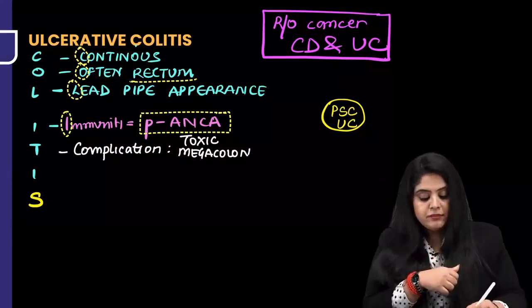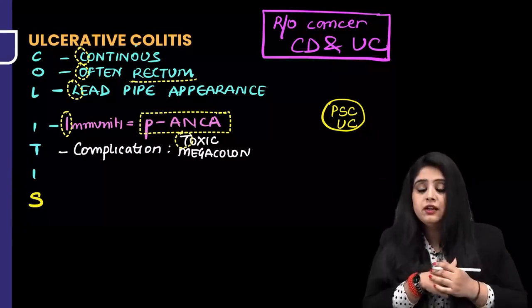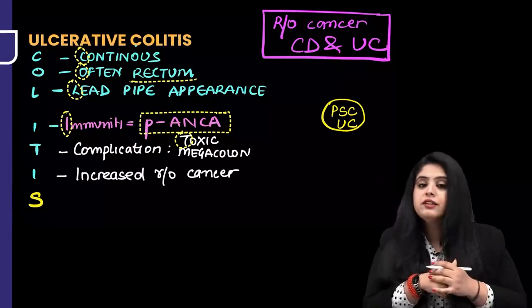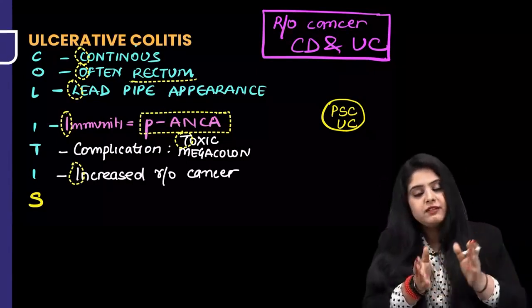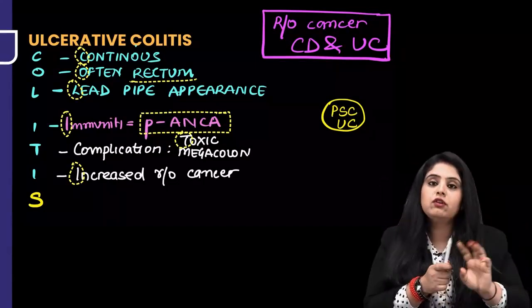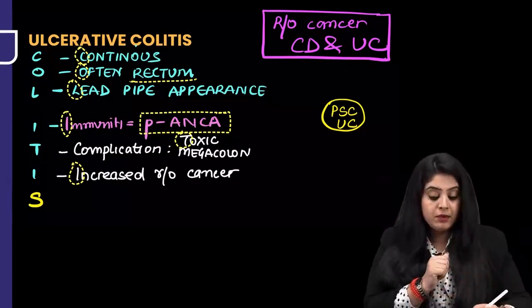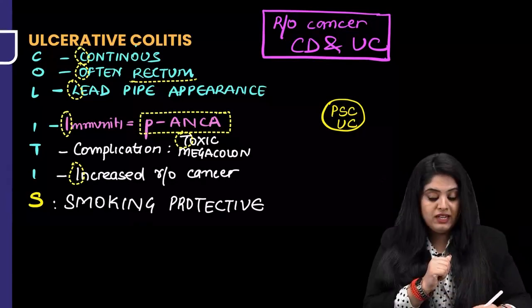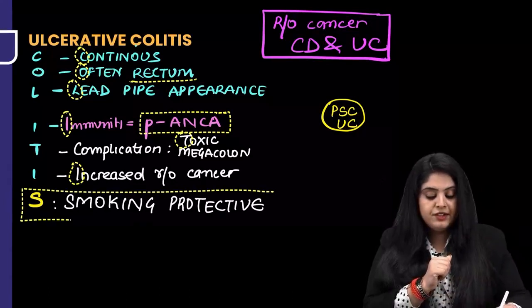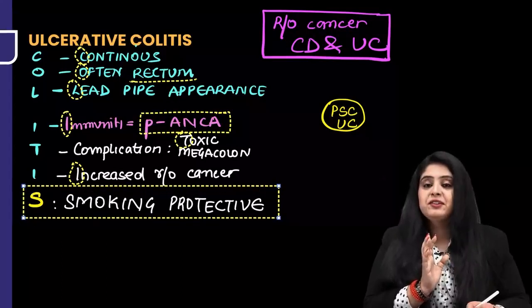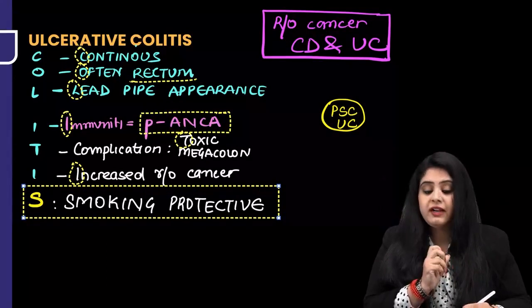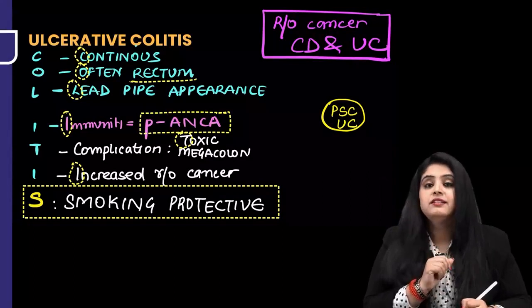Next, is there any complication? Yes, T for toxic megacolon is a complication that can occur. Next question they will ask you, does it have a risk of cancer? Of course. Even Crohn's has a risk of cancer, and even ulcerative colitis has a risk of cancer. The risk of cancer is present everywhere. But what I'm going to tell you next is the only place in the entire universe where I say that smoking has some benefit, or smoking can be protective or preventive against something, and that is ulcerative colitis.